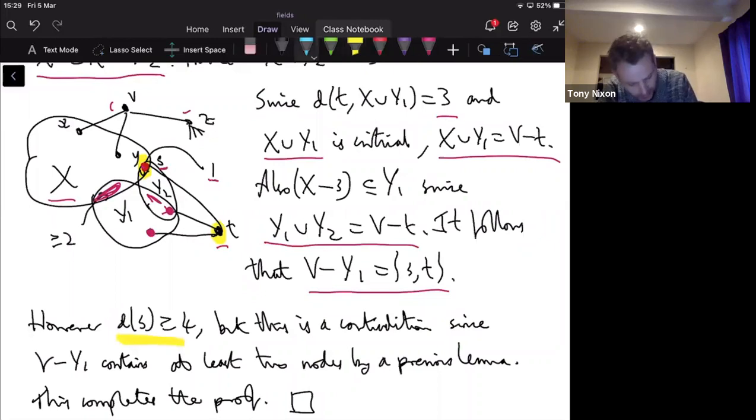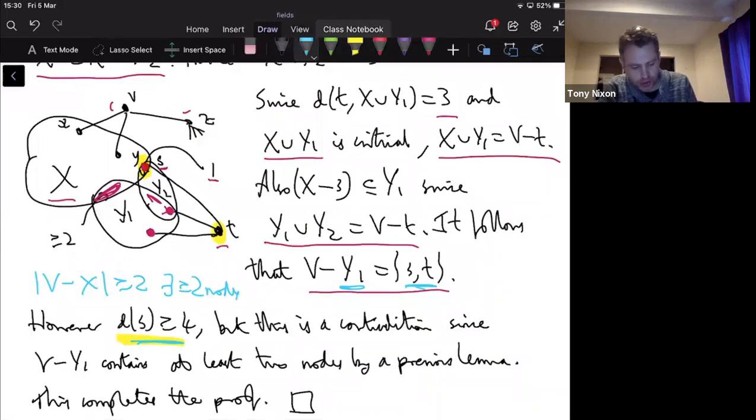Why? Because we have this lemma that says if you look outside a critical set and you find there's at least 2 elements, then there exist at least 2 nodes. But we've looked outside the critical set Y1, we found there's at least 2 elements, but one of them has degree 4, so there's at most 1 node. So this contradicts one of the counting lemmas we did last time. And so this contradiction deals with the last possibility.